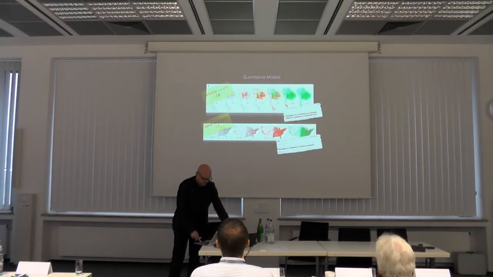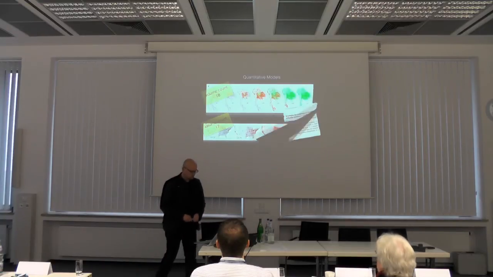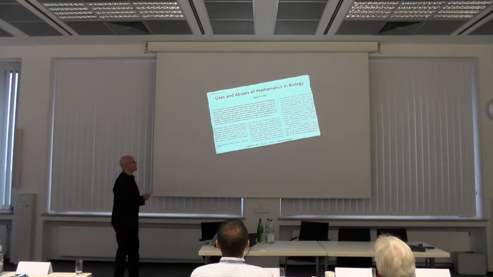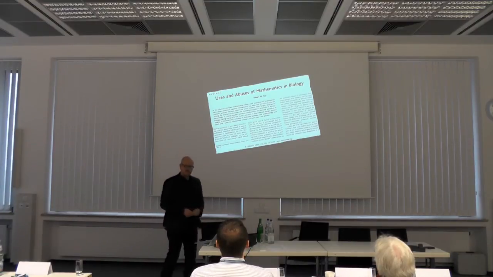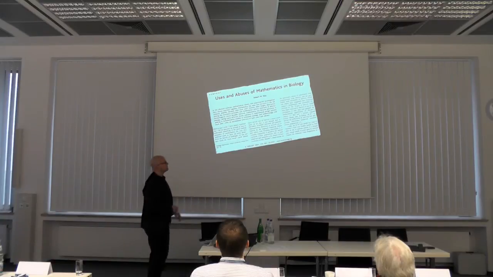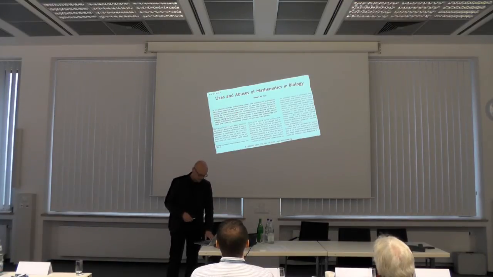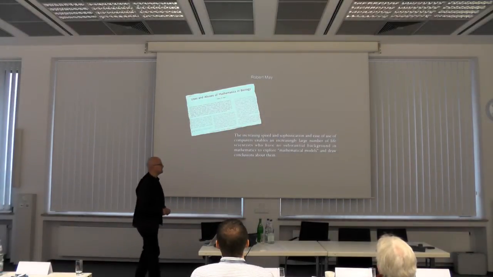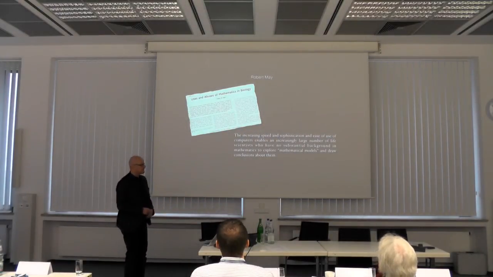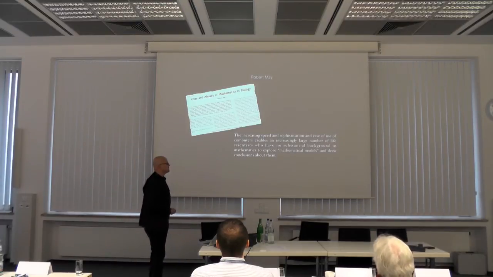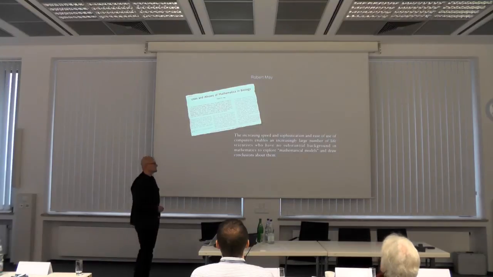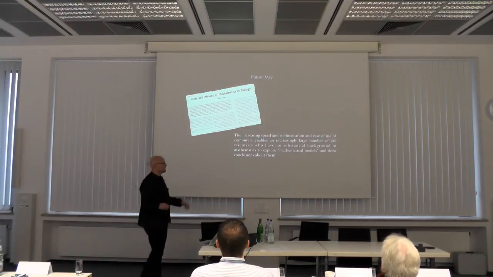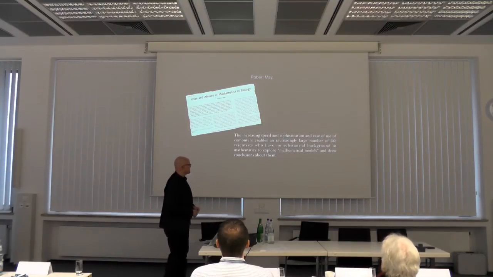And in fact, this sort of reasoning encouraged the former president of the Royal Society, Robert May, to publish a paper in Science, which is actually one of my favorite articles. It's called The Uses and Abuses of Mathematics in Biology. And I'm going to quote 3 things from this paper, which I recommend to everyone to read. He says in this paper, the increasing speed and sophistication and ease of use of computers enables an increasingly large number of life scientists who have no substantial background in mathematics to explore, in quotes, mathematical models and draw conclusions about them.